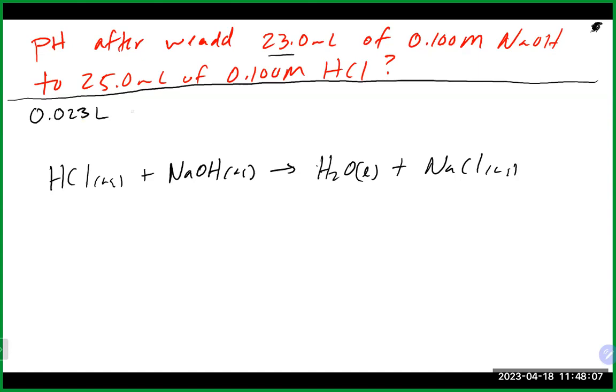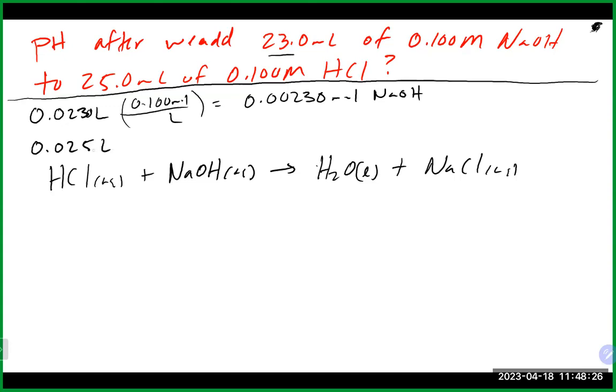And that gives us 0.023 liters times our molarity of 0.1 moles per liter, which gets us something like 0.0023 moles of sodium hydroxide. We'll do the same thing here for our HCl, converting our milliliters into liters using our molarity, 0.1 moles per liter. That gives us 0.0025 moles of HCl. Any questions on that so far?